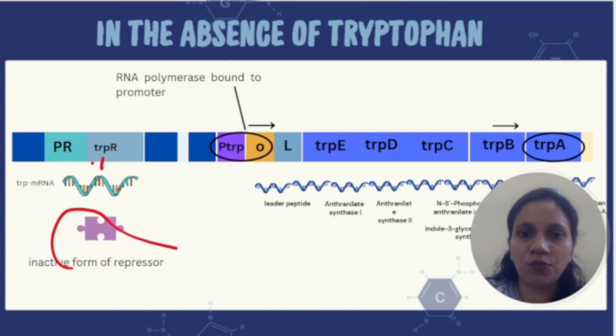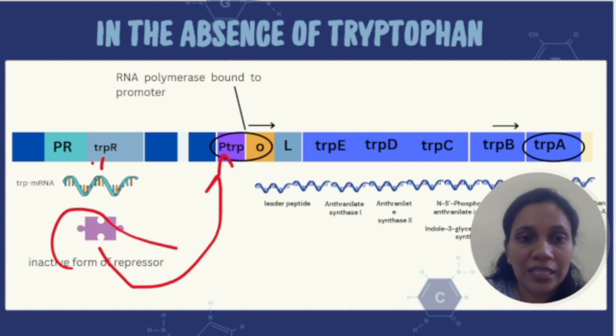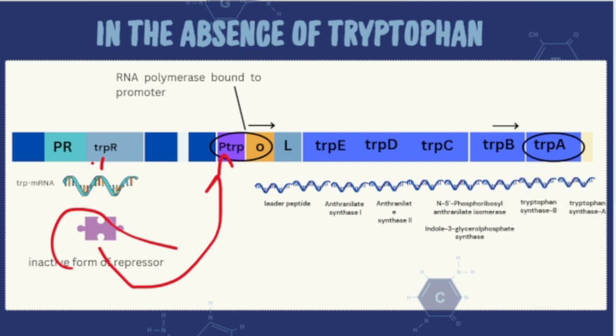This repressor, what is formed, is inactive. It will try to bind to the operator, but because it is inactive, it cannot bind to the operator region, and as a result the operator is free. So your RNA polymerase can very easily come here, settle onto the promoter and start the transcription of the structural genes which are involved in tryptophan synthesis.